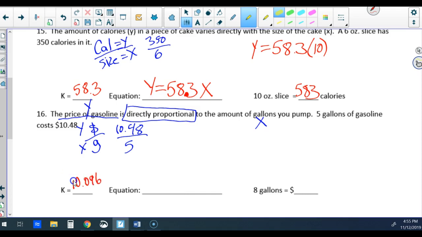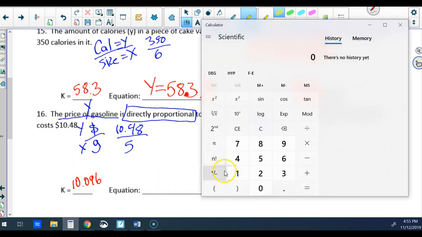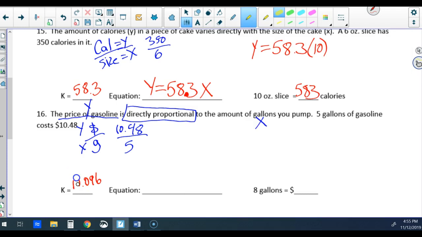Wait a minute. What did I do wrong? Did I type it in right? 10.48 divided by 5 is 2.096. I almost messed that up. 2.096 is my k. The equation is now y equals kx.